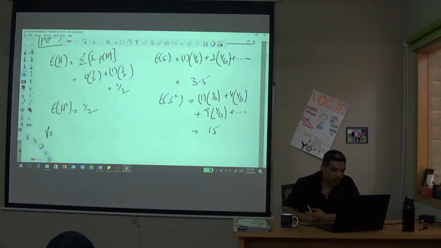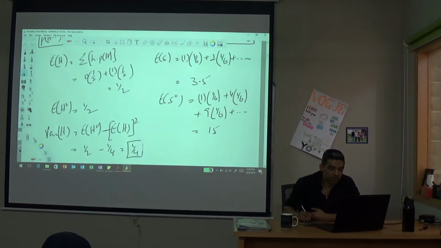So clearly variance of h is E of h square minus E of h whole square, and that should be half minus 1 by 4. The answer is 1 by 4.